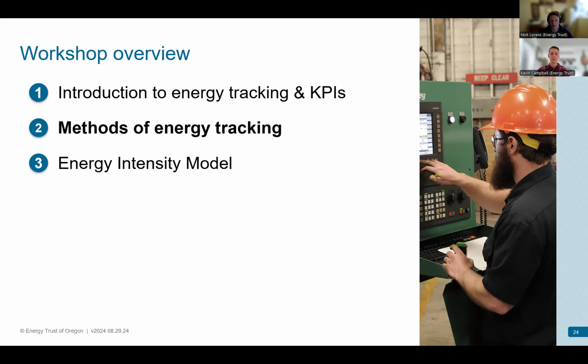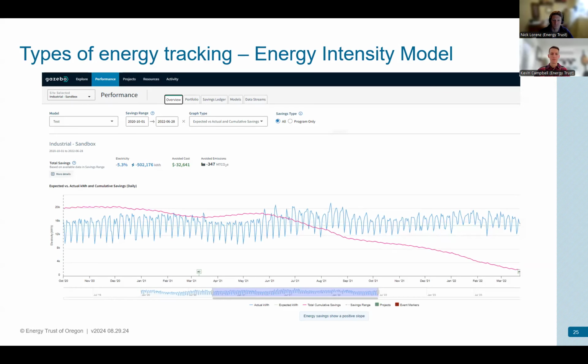There are two methods the Energy Trust SEM program uses to track energy. Let's get into those now. One of the two methods is a top-down approach, which is an energy intensity model. For this method, a model is developed that can accurately predict your site's energy use.